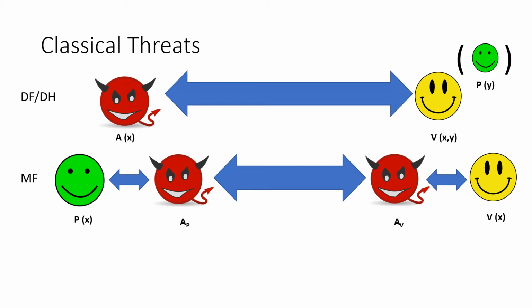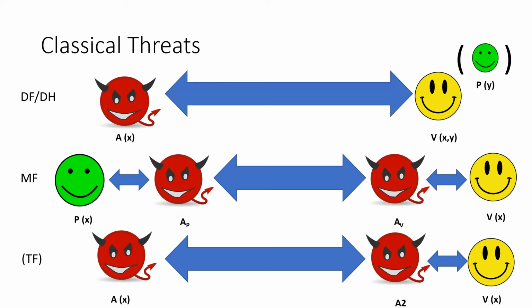Then we have mafia fraud, where two adversaries AP and AV, located respectively close to the prover and the verifier, act as a man in the middle between P and V, trying to make V accept the authentication of P, despite P being far away. And then we have terrorist fraud, which I won't talk about in this presentation.